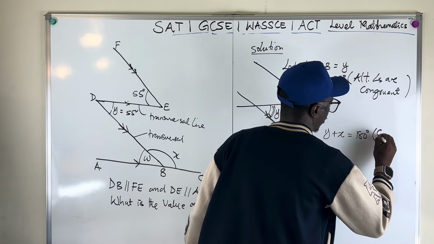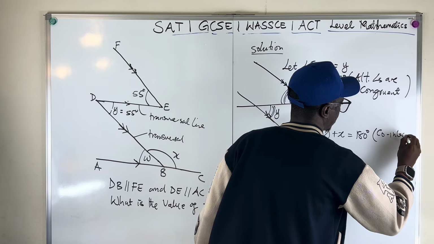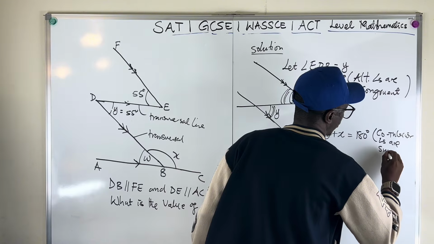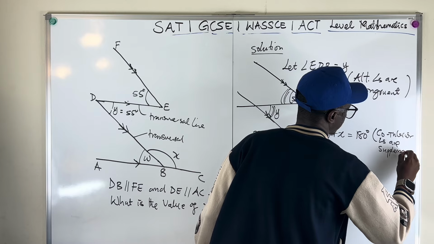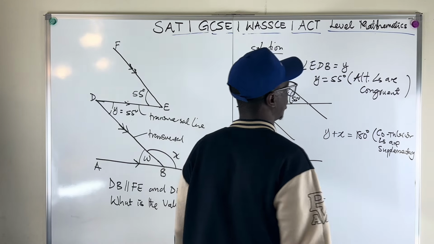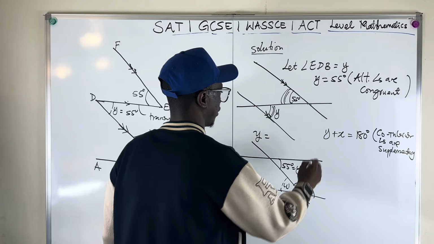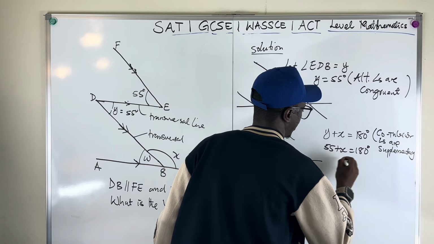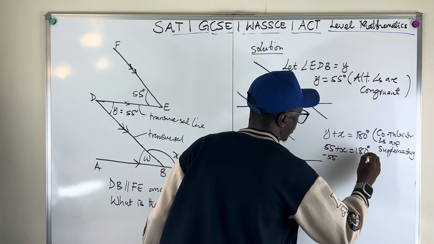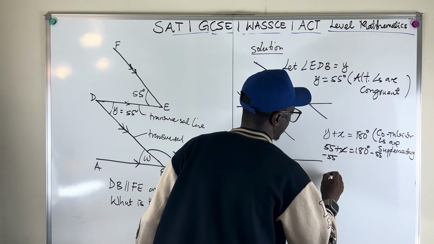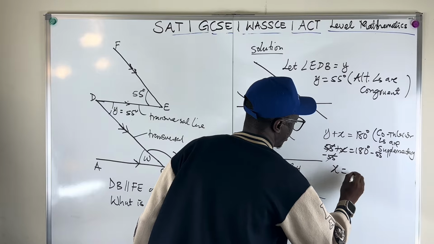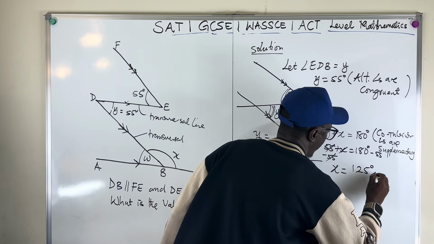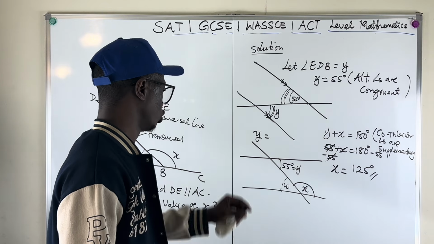You see, co-interior angles are supplementary. They add up to 180. So this is 55 plus X equals 180. Minus 55 here, minus 55, this and this go, and my X is equal to, subtract, that should give you 125 degrees. So that's the first thing you should have done.